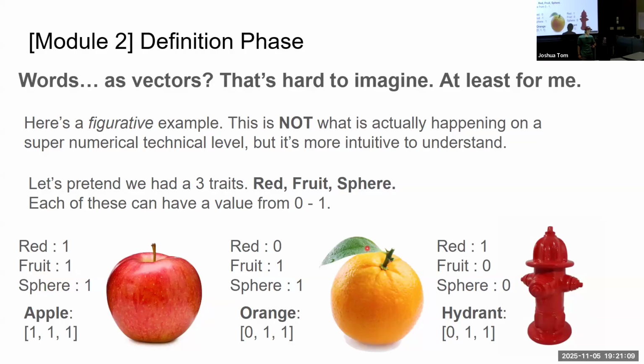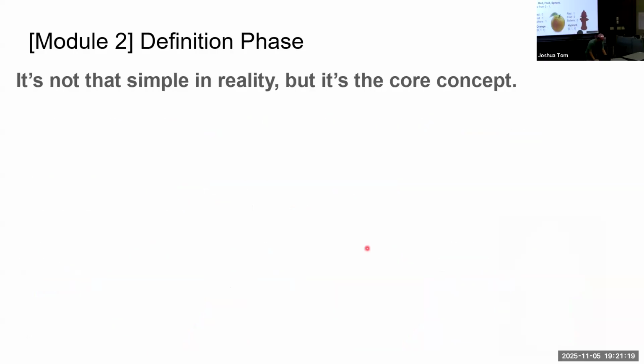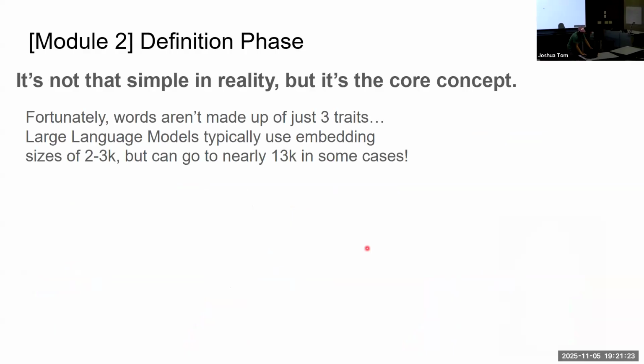Features are turned on and off, or how on or how off they are. So you can think about it like, what are the traits and how strong are the traits? And that's what the numbers represent. Of course, it's not that simple, and words aren't made up of just 3 traits. Thankfully, large language models use vectors. Instead of just 3 values, they can use 3,000, or some can even use 13,000.